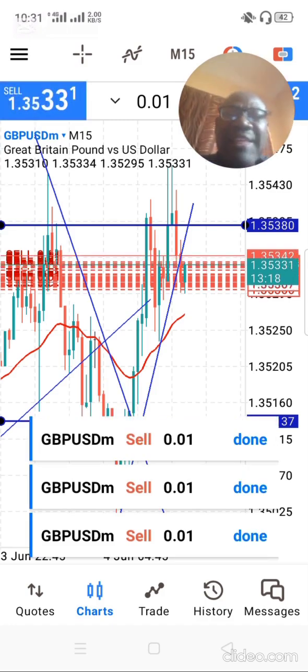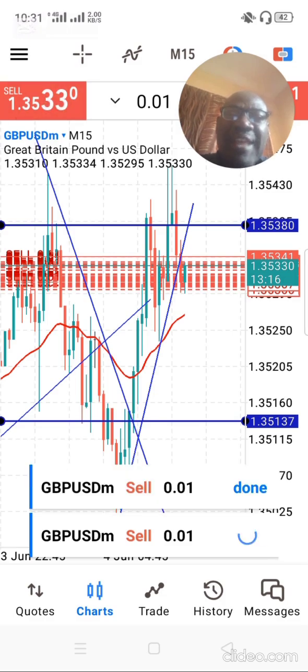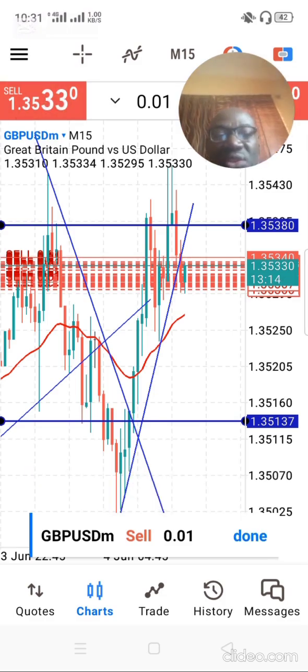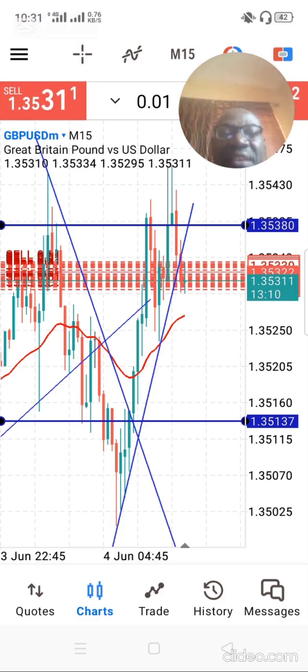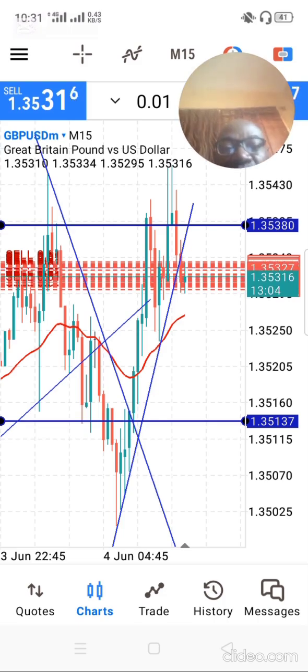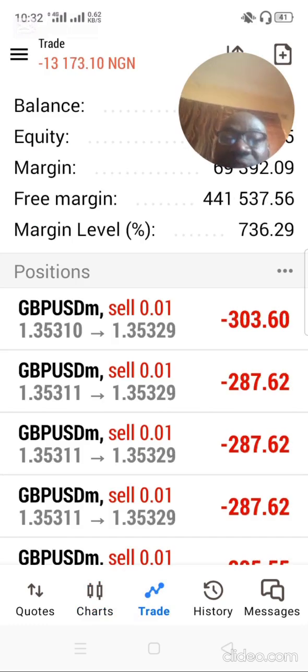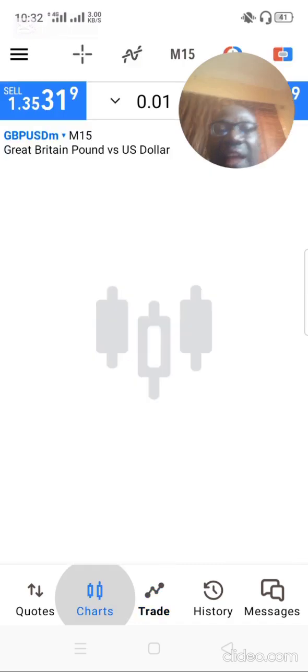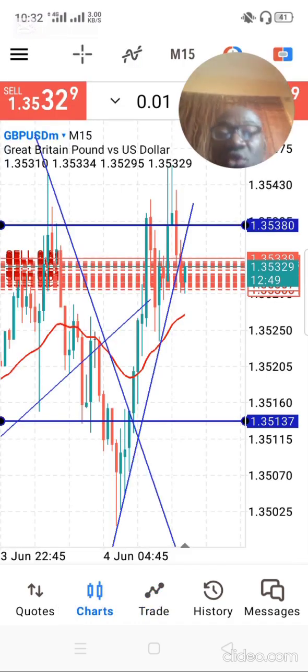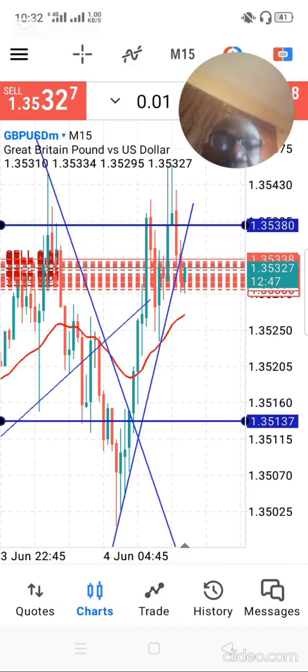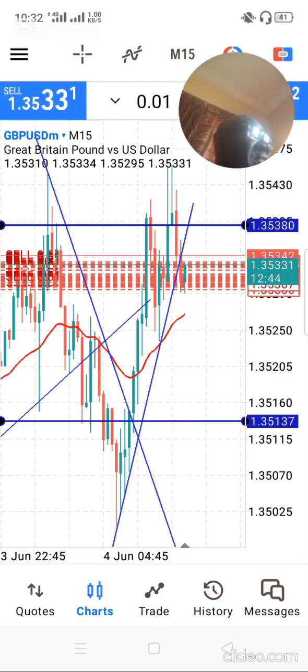Stacking in positions. And remember, all of these positions I am stacking because I'm trading a smaller lot size, 0.01. I can afford to do it and get away with it. All of these positions have opened. It's going against me, but I'm still on just 12,000 Naira. And I remember I told you I opened this account with just 150,000, and I've been able to build it within a short time.